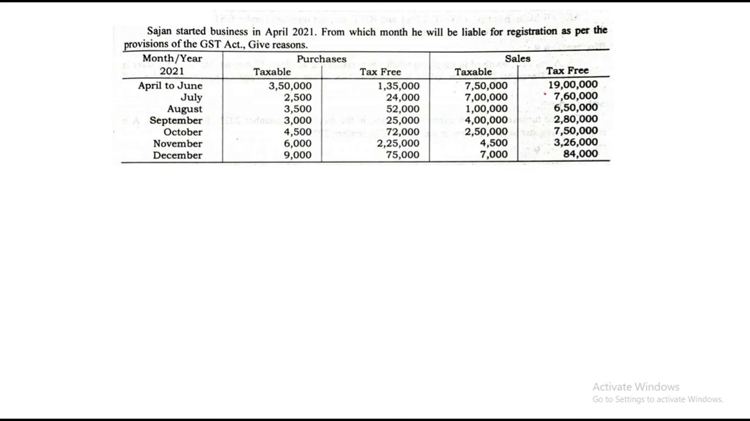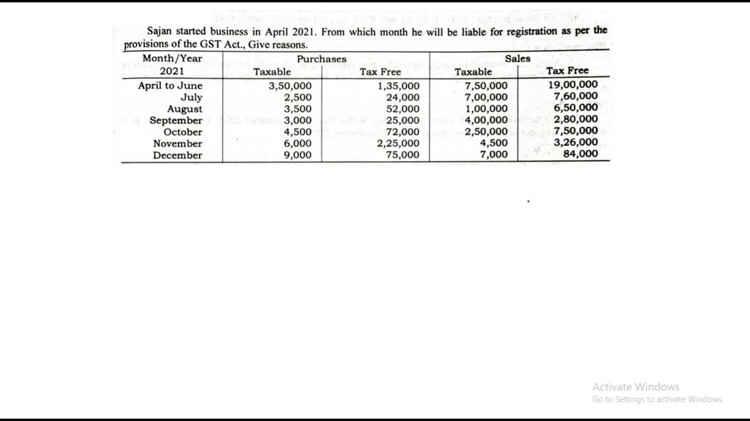Now remember one thing. In order to get the threshold limit, we need aggregate turnover. That is nothing but the totals of sales. So purchases are not included at all. So the first two columns are just dummy, not required. It won't be appearing in our solution. So what will appear will be only the months, the taxable sales and tax-free sales.